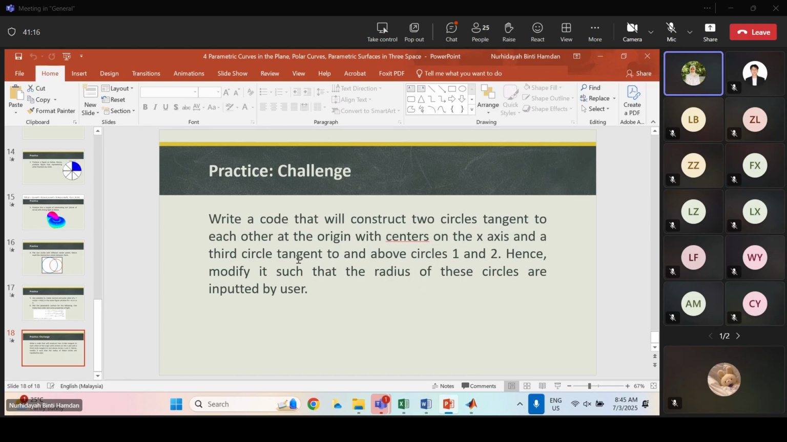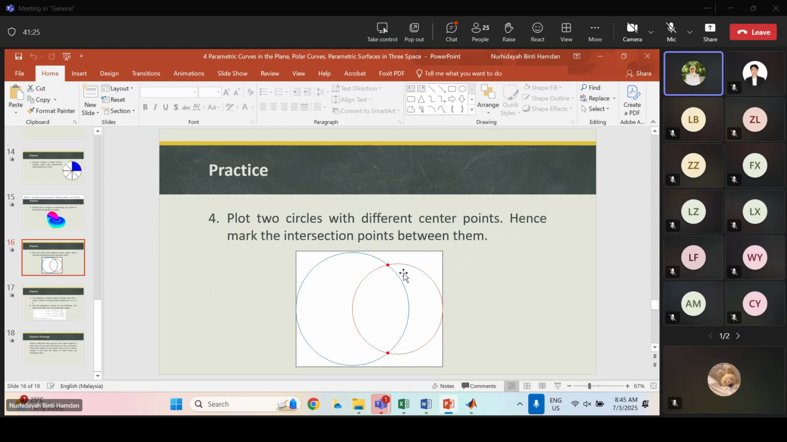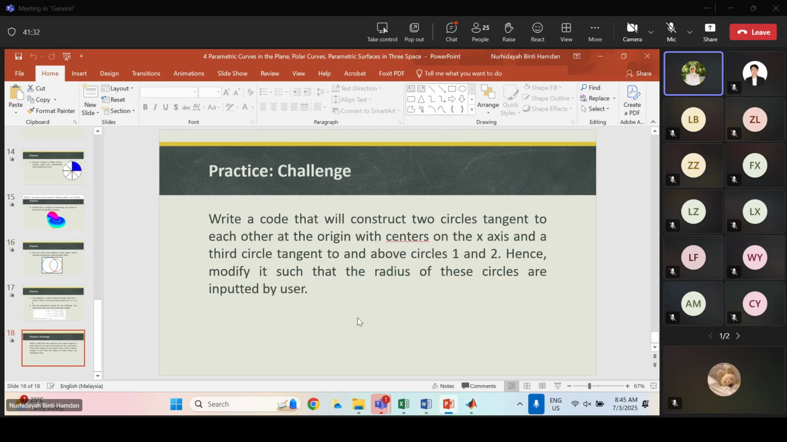This is like the challenge. Write a code that will construct two circles tangent to each other. Two circles tangent to each other means it's similar to this, but the circle here must be located at the diameter. They are tangent to each other at the origin with centers on the x-axis, and a third circle tangent to and above circles 1 and 2. Hence, modify it such that the radius of the circles are inputted by the user.